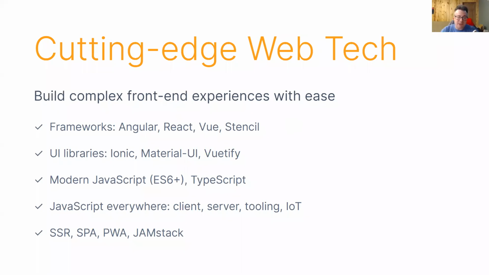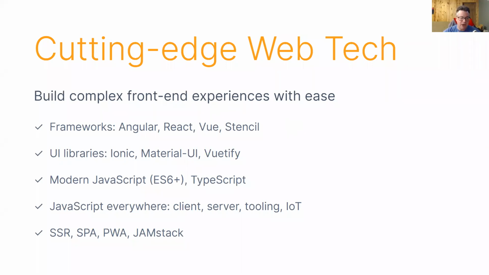The first one is cutting edge web technology. What's really great is things have evolved in especially the JavaScript world immensely in the past 3 to 5 years. It's incredible, honestly, what you're able to build. You're able to take and use this technology that's all open source and free and build complex front-end experiences really easily, much easier than before.